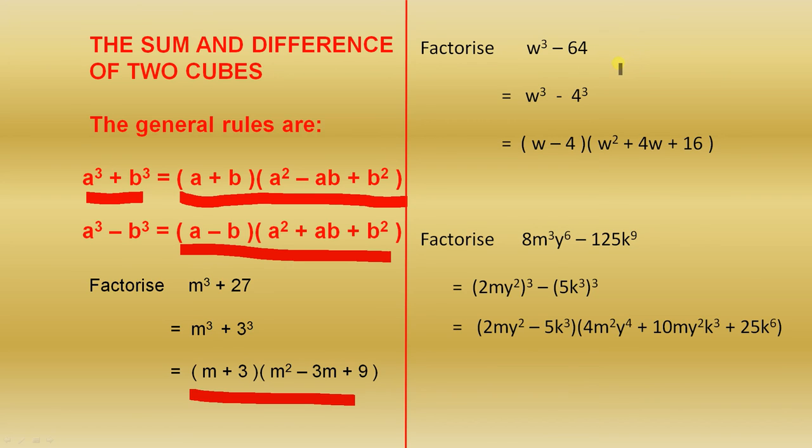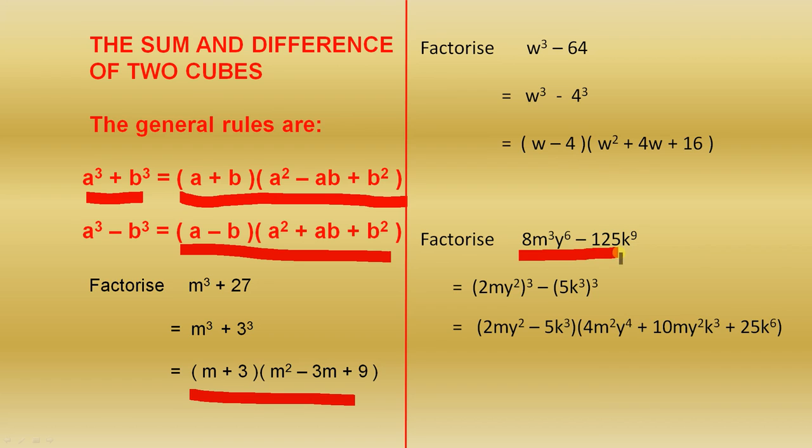Factorise w cubed minus 64, which is w cubed minus 4 cubed. We just look at the rule here. So we have w minus 4. Then we have w squared, which is like the a squared, plus 4w, which is like the ab, and b squared, that's 16, which is 4 squared, gives you 16. The last one's a bit tricky, but again, it applies to the second rule here.